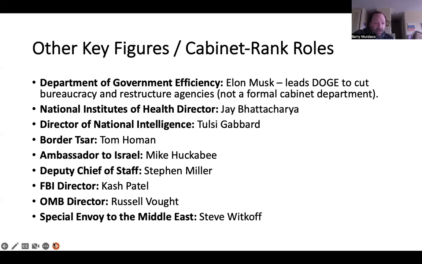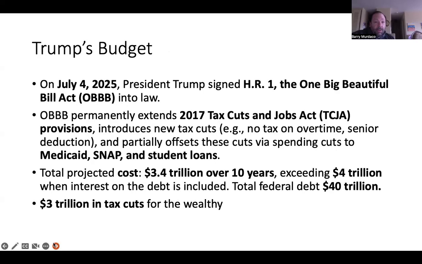OMB Director Russell Vought, Office of Management and Budget. Vought was one of the minds behind the Heritage Foundation's, what was it called, the 2025 plan or something like that. Basically, this plan to severely defund the federal government. Then special envoy to the Middle East, Steve Witkoff, who also plays a leading role in Trump's policies regarding Gaza and their approach to Israel as well.